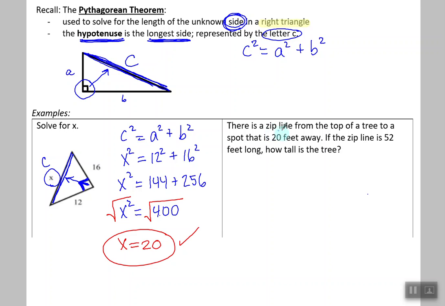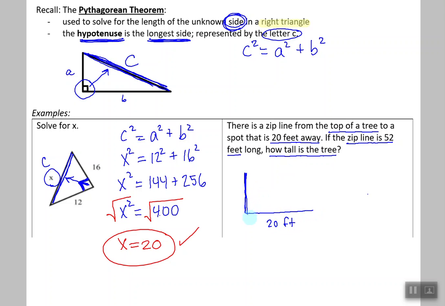There is a zip line from the top of a tree to a spot that is 20 feet away. If the zip line is 52 feet long, how tall is the tree? Notice I underlined some of the key information in this problem. I'd like to do a rough sketch of what is happening here. A tree is usually standing straight up and down, so I'm going to draw the tree vertically. Then we have a spot that's 20 feet away from the tree. So that would be along the ground, 20 feet.